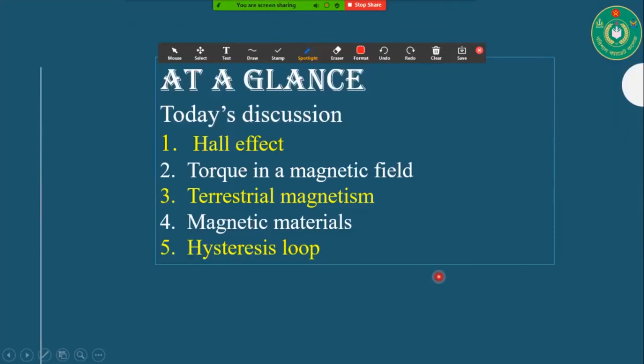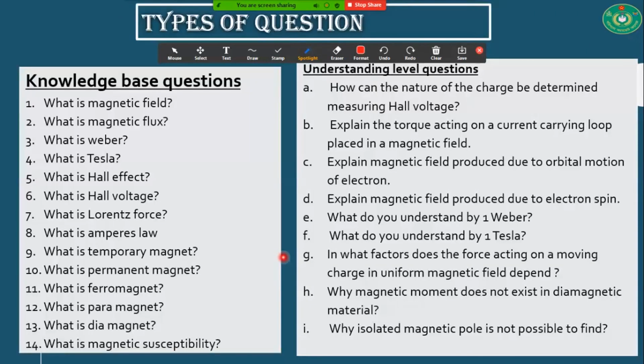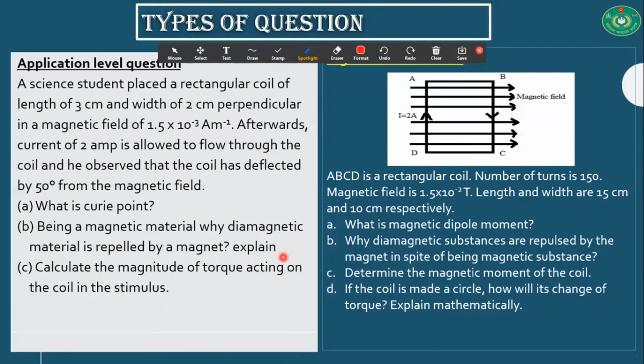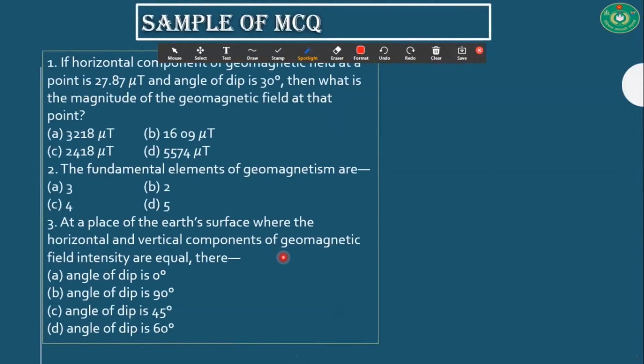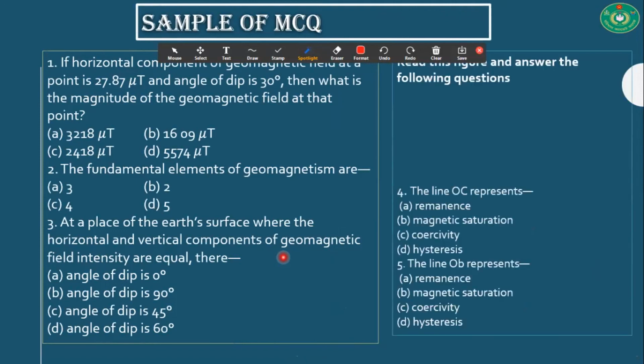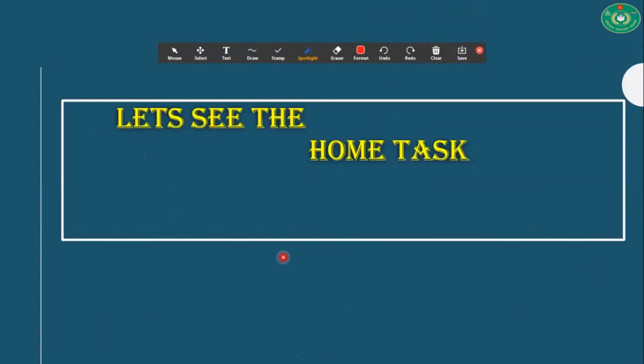At a glance, what I have discussed today: terrestrial magnetism, magnetic material, and hysteresis loop. Types of questions: firstly, knowledge-based questions and comprehension-based or understanding level questions are inserted here. Please have a look. Application level questions and higher order level questions are inserted here. Please have a look. Samples of MCQ are inserted here for the betterment of your understanding. Please have a look. Let's see the home task.